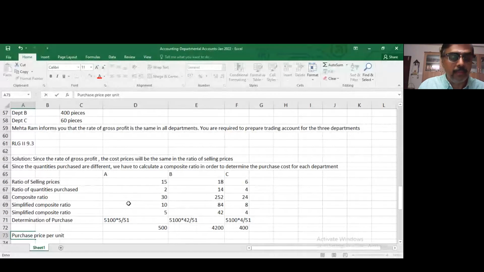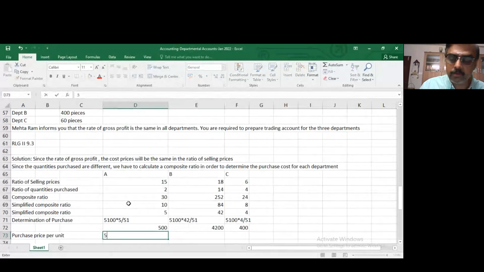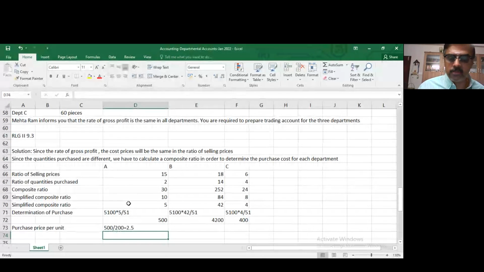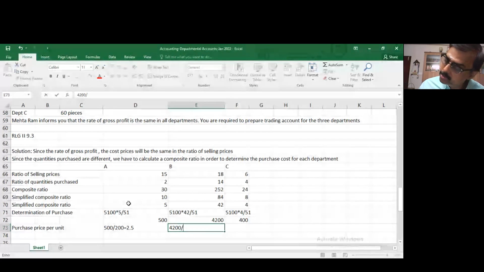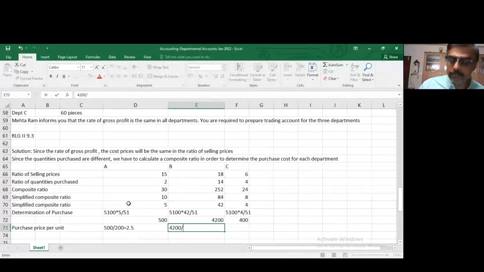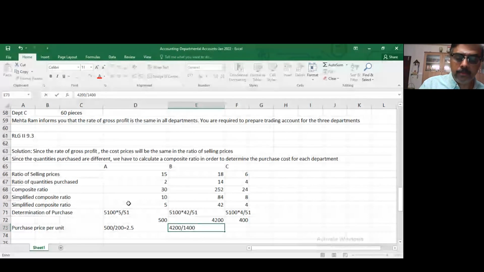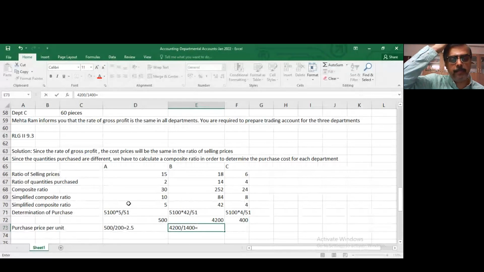Useful for future calculation. So 500 is the total purchase value, and how many units are purchased? Department A, 200. So you'll get how much? 2.5 per unit. Purchase price per unit for department A is 2.5. Purchase price for department B: 4,200 divided by how many units are purchased? 1,400. You get how much? This is the purchase price per unit for department B, 3.